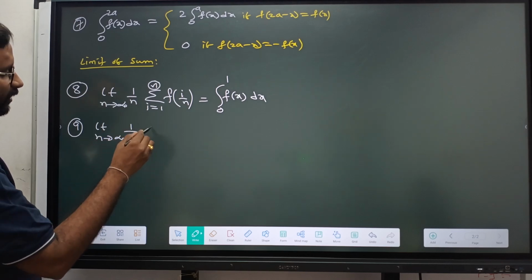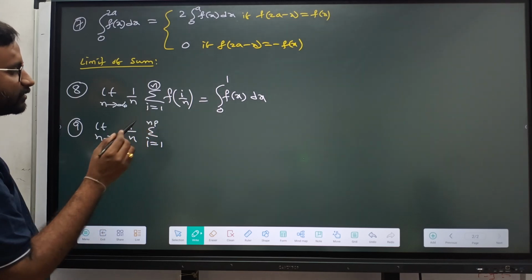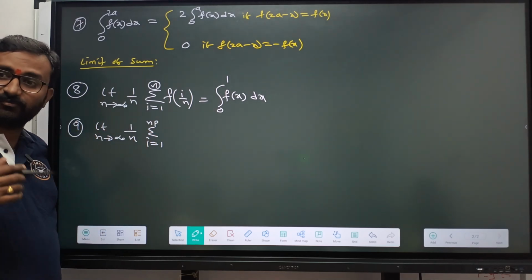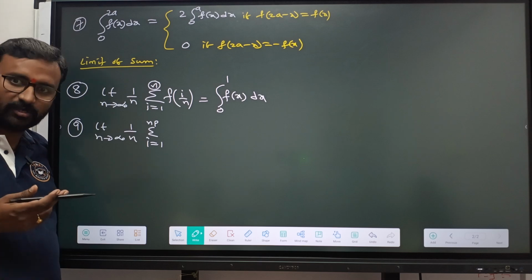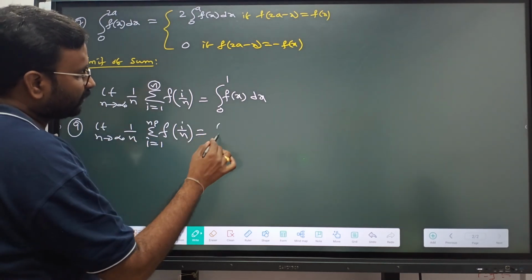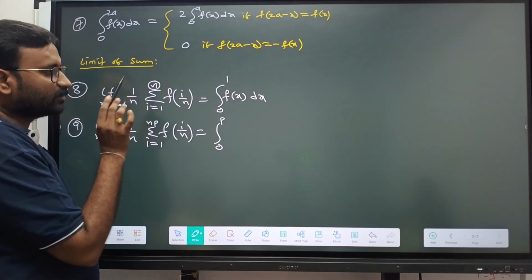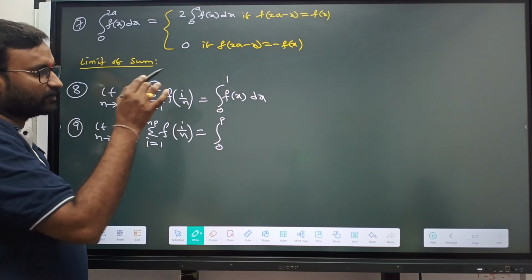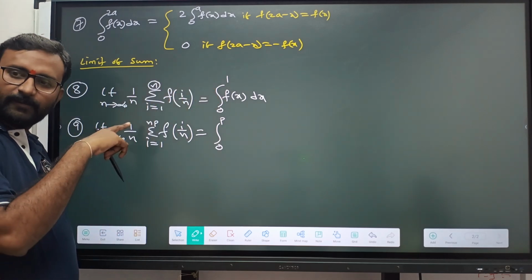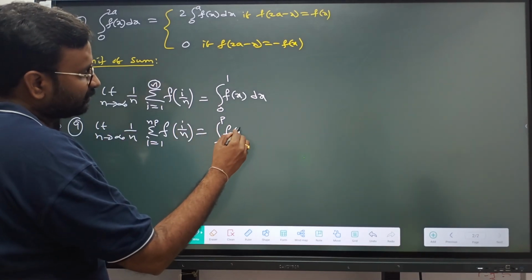Limit n tends to infinity, 1 by n summation i equal to 1 to np, meaning instead of n, suppose 2n, 3n, 5n, 6n, 7n, like that. If you have something times n, f of i by n is equal to integral 0 to, instead of 1, you will get what? P. Here, how many times of n? 1. That's why 0 to 1. Here, p times. That's why 0 to p f of x dx.